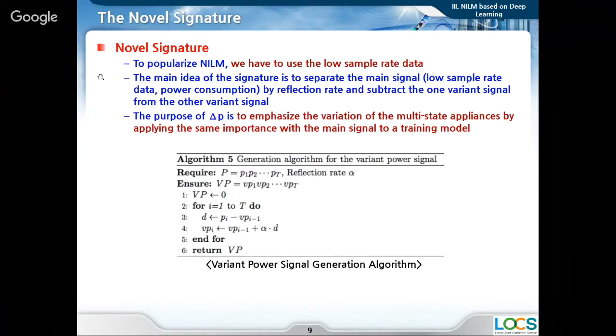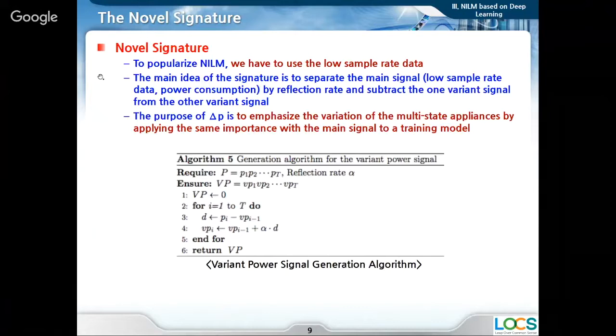Today I'm going to focus on the novel signatures. The key idea of the signature is to separate the original signal by the reflection rate and subtract one variant signal from the other variant signals. To calculate the novel signature, we have two algorithms. The first one is the variant power signal generation algorithm. It's not so difficult.